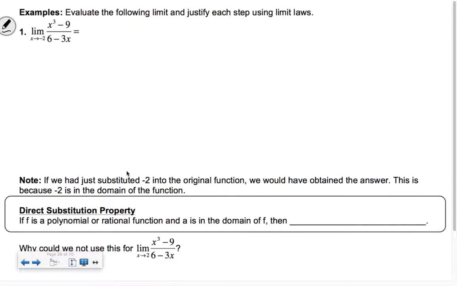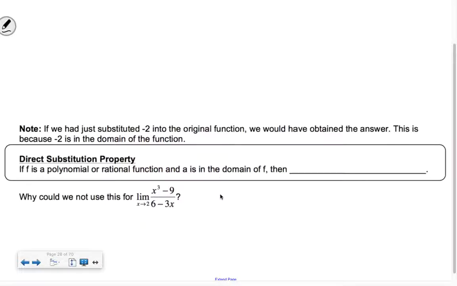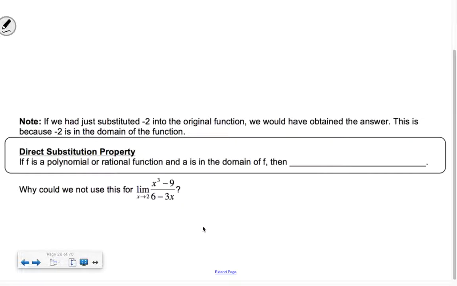So it says, no, if we had just substituted -2 into the original function, we would have obtained the answer. This is because -2 is in the domain. So as long as it's in the domain, it doesn't make it undefined, then we're good. So that's called the direct substitution property. So if f is a polynomial or rational function and a is in the domain, then the limit as x goes towards a of f of x is the same as if you just plug in that a value.